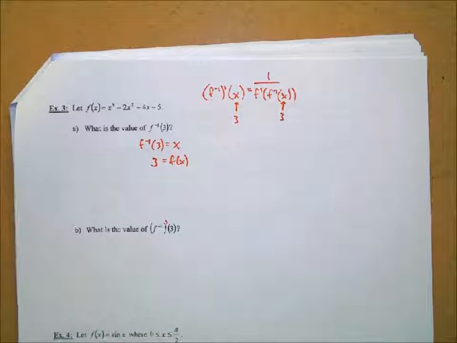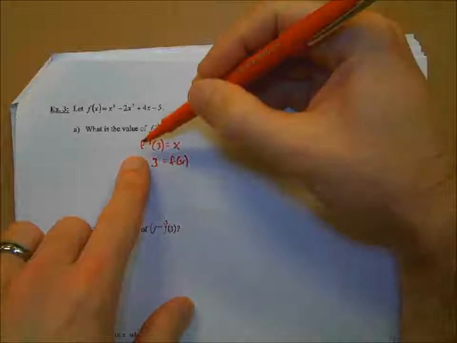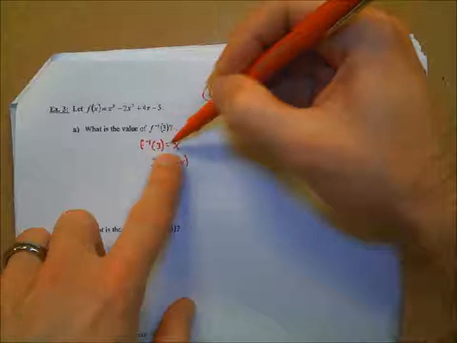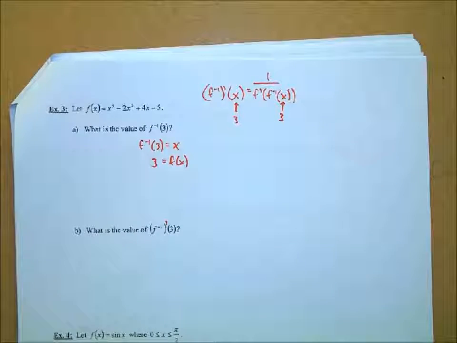So finding what f inverse of 3 is equal to is equivalent to finding when f of x equals 3. Right? Finding what f inverse of 3 is equal to is the same thing as finding when f of x is equal to 3. So we just set our function there equal to 3.